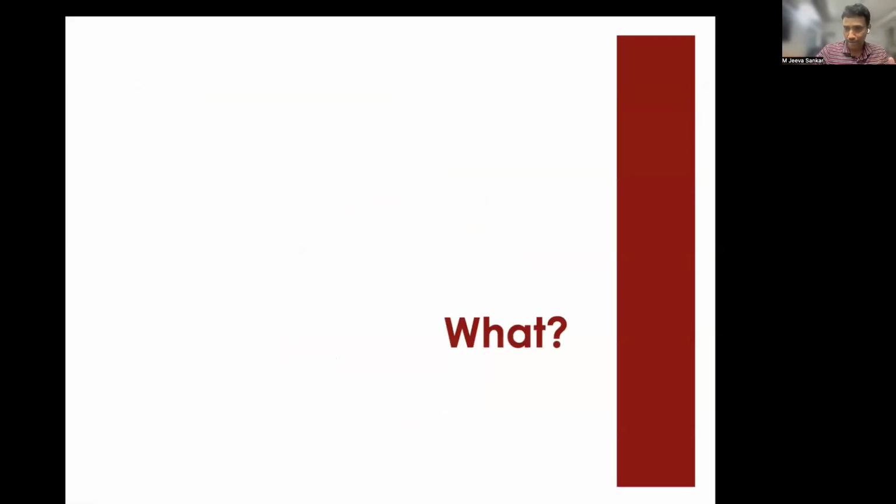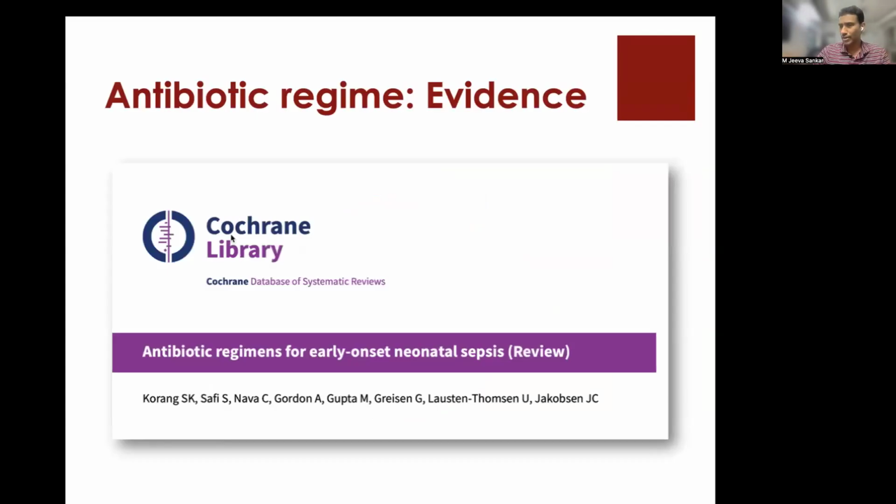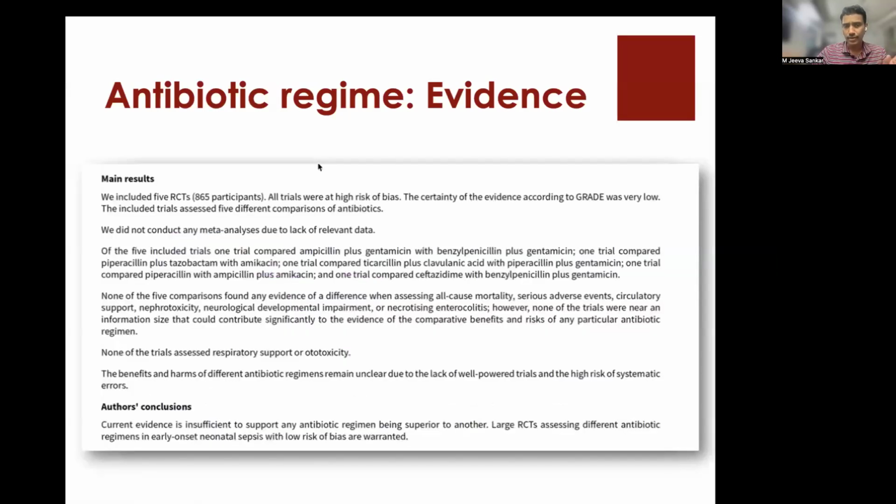So that's why. The next part is, are there any antibiotic regimes which we can just select without thinking about or without even listening to this talk? What is the evidence for the antibiotic regimes in newborn sepsis? I looked at the Cochrane reviews. So this is the Cochrane review on antibiotic regimes for early onset sepsis. And this had only 5 RCTs, only 5 RCTs involving 865 participants.